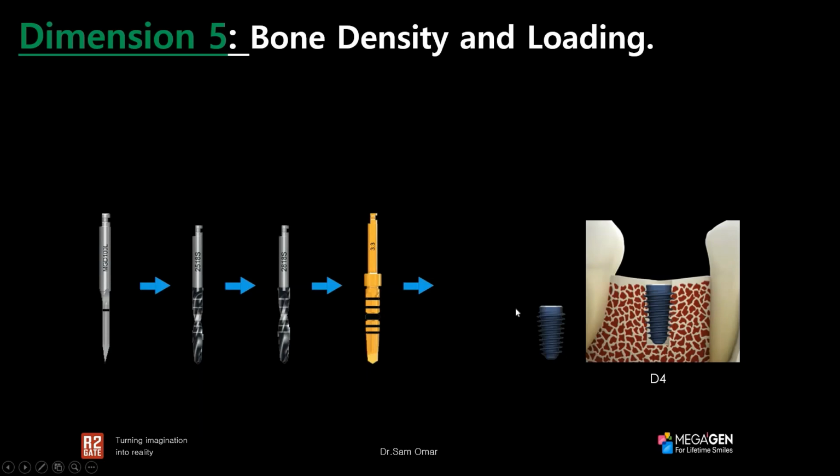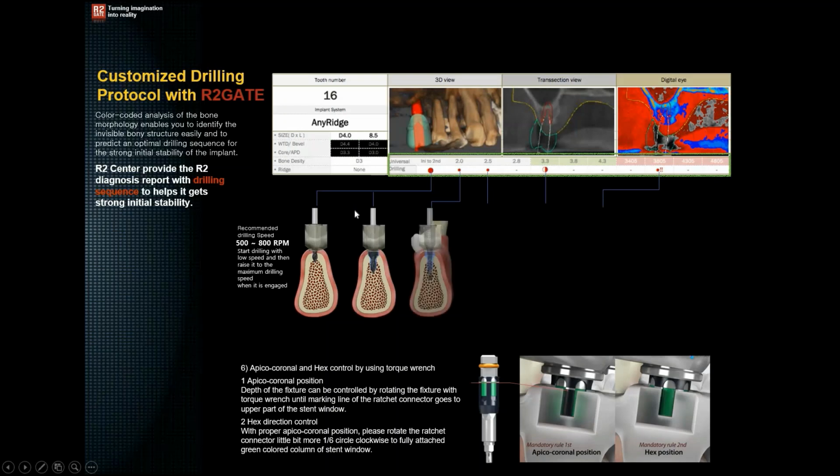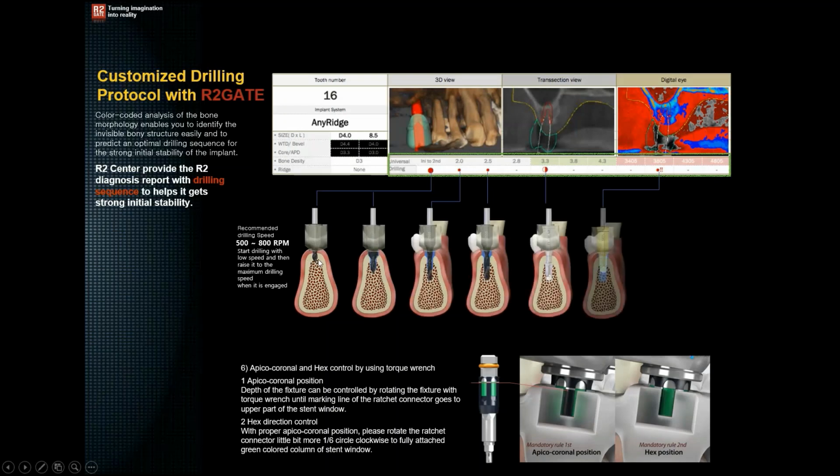On the other hand, if I place the same size implant in D4 bone, what we usually do is we skip a drill just to make sure that we'll get good primary stability, and this is what we call customizing the drilling protocol. Now, the great thing is with R2Gate system, every case that you do with R2Gate, you'll get an automated drilling protocol which will let you know how many drills you should be using to get the best primary stability in each site based on the bone density analysis that is done with the R2Gate digital eye.